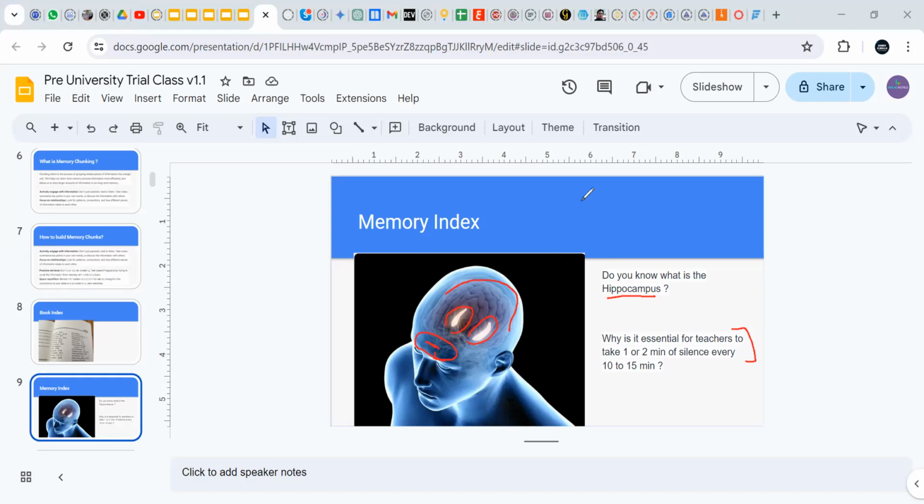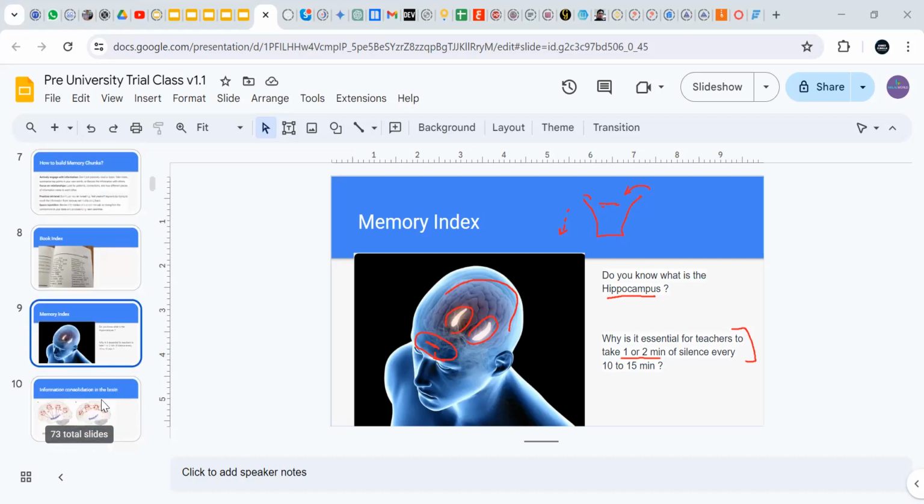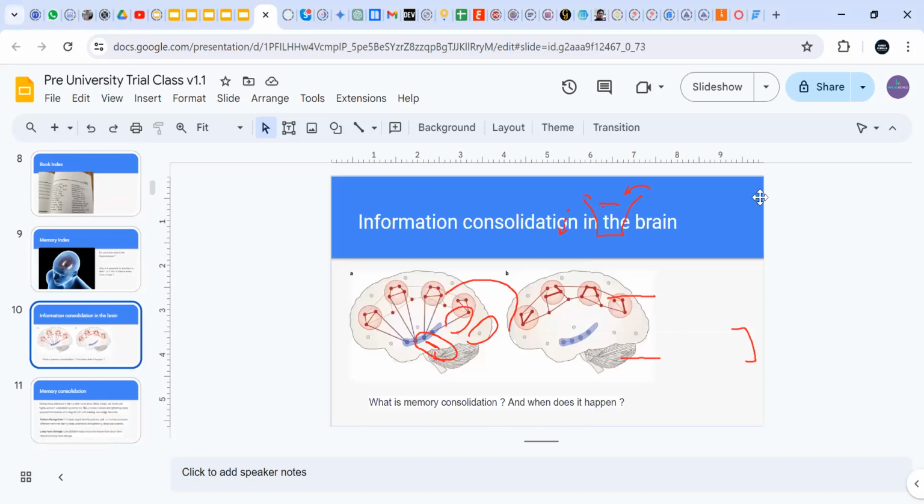If I don't do that, what will happen? The hippocampus is like a cup. If you keep pouring information, consider it like water, the water will flow over and fall, and you will never get use of it. So to be able to get use of that, I have to take 1 or 2 minutes of silence. Did you get what I mean here? Okay, great.